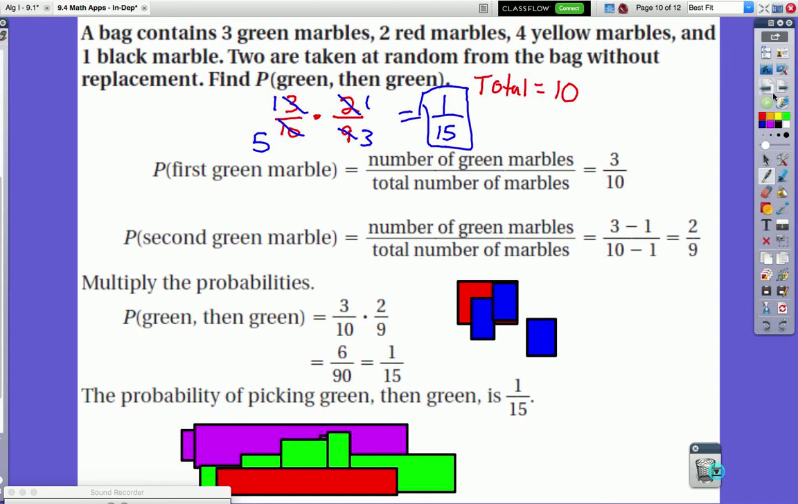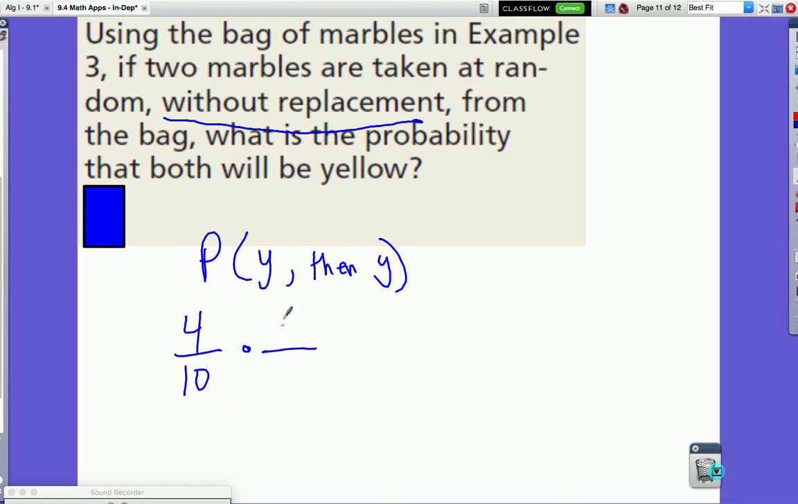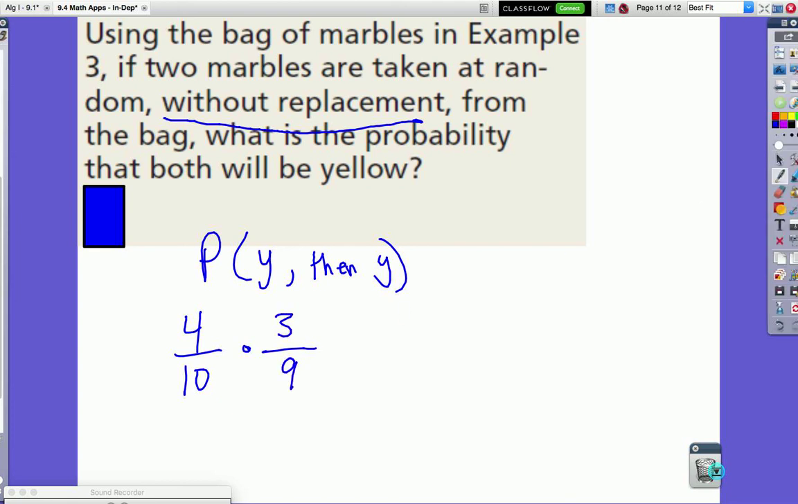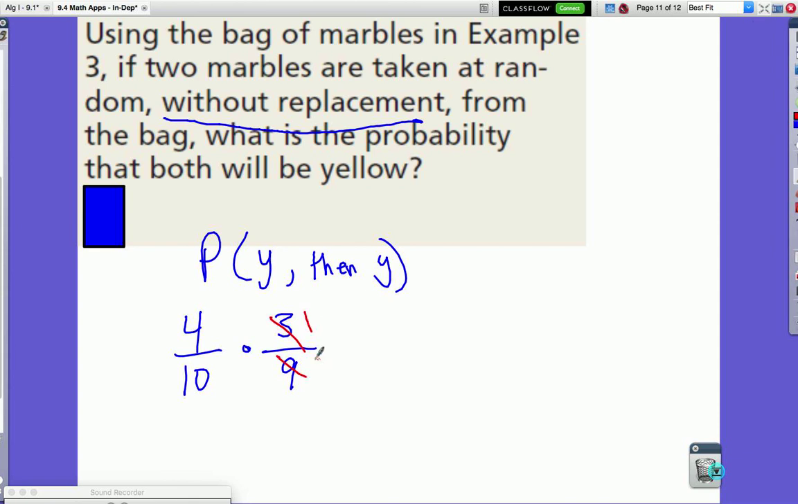All right, 4 yellow marbles. So we start with 4 out of 10 times, if we pull a yellow, there's only 3 left out of 9. These are a little better odds. 1 out of 3. 2 goes into both of these, 2 over 5. 2 times 1 is 2 out of 5 times 3, which is 15.